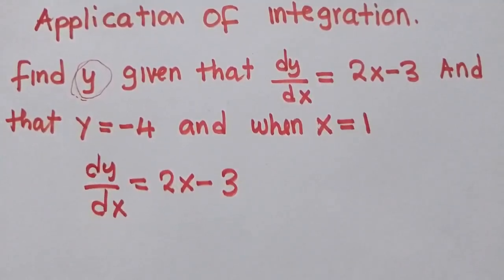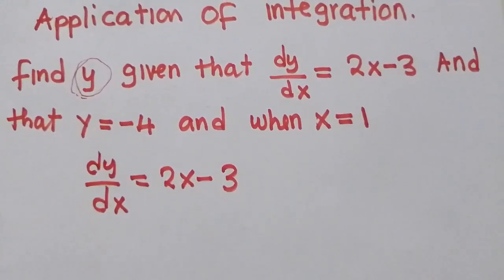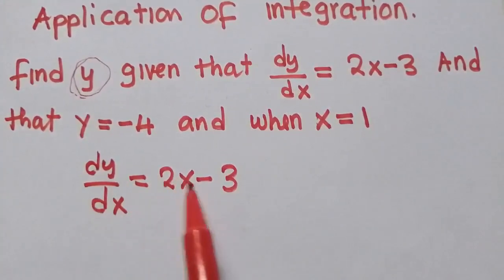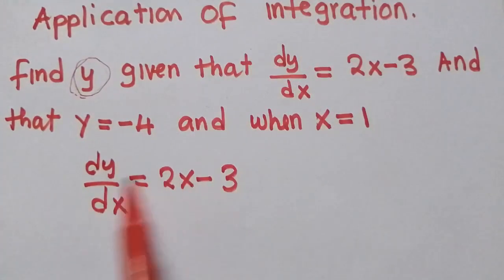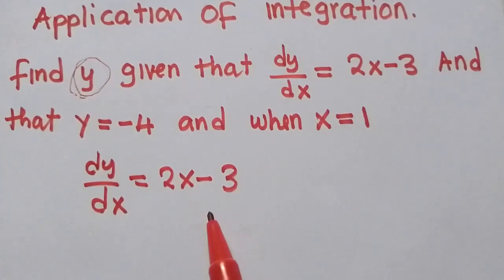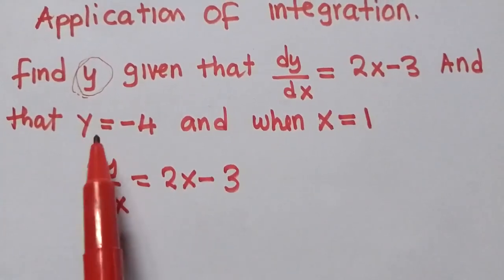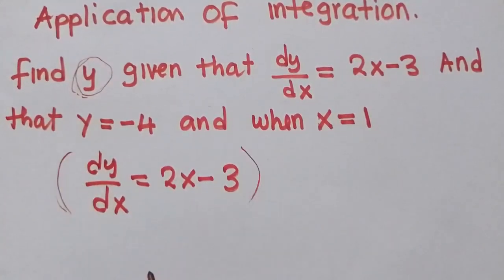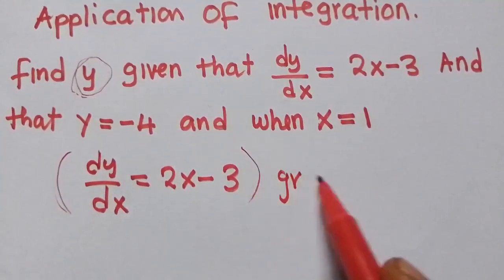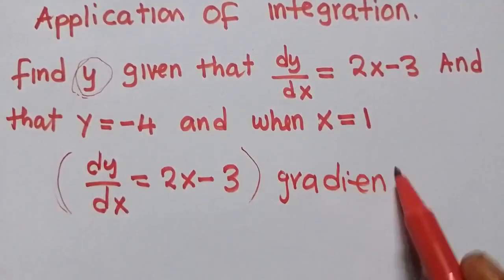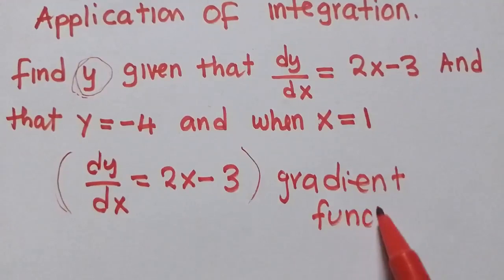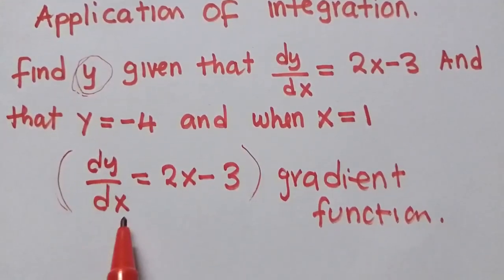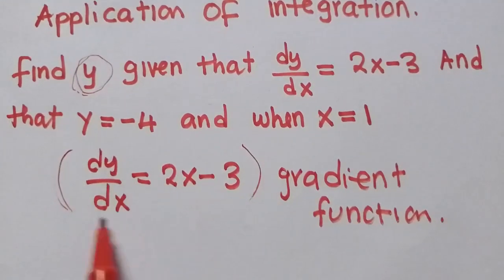So what you need to do is this. You are given that dy/dx is equal to 2x minus 3, and you are told to find y, the original equation. This thing which we are given is called a gradient function. So we are given the gradient function, then we want to find the original equation.